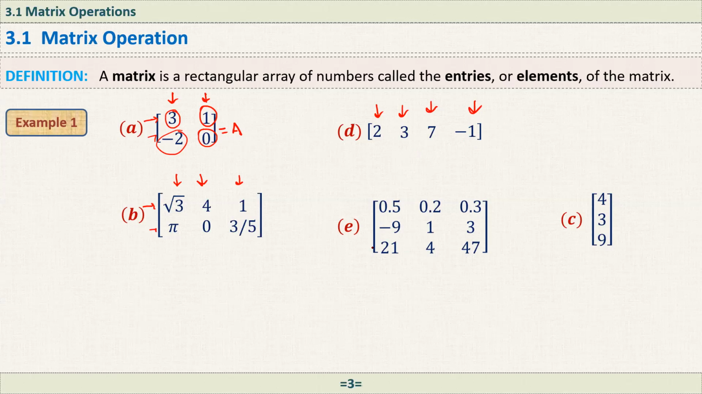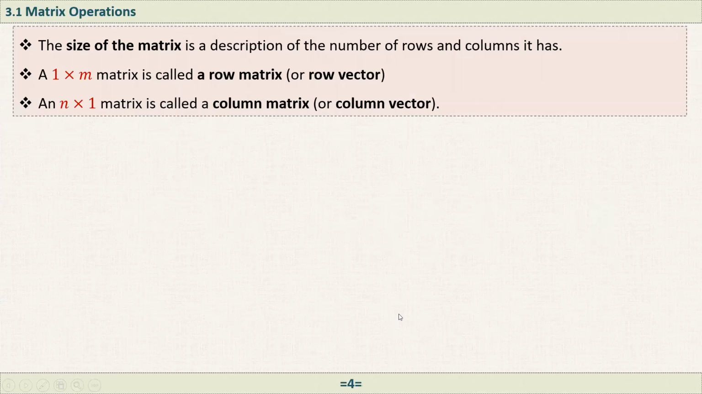And how about example E? It has 3 rows, and it has 3 columns. That's also one example of a matrix. A rectangular array of numbers. The first row, the second row, and third row, first, second, and third column. Okay, good. Now we know what a matrix is. Now, how about the size of the matrix? How do you define this? The size of the matrix is the description of the number of rows and columns it has.